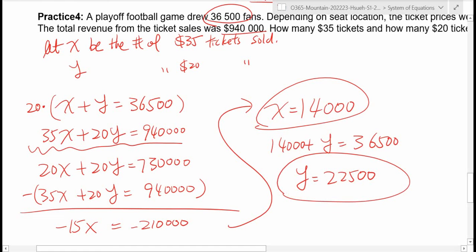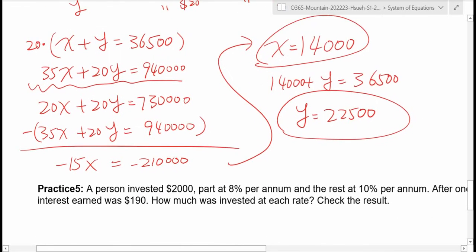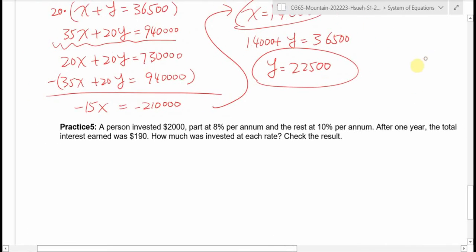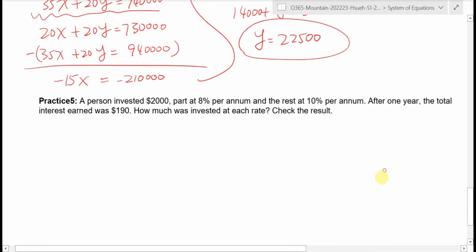And again, let me just double check here. Make sure I'm doing it right. 35 times 14,000 plus 20 times 22500. There we go, 940,000. That is correct now. Whew. Okay, there we go. Number 5, the last one. We've seen this before, so here you go.